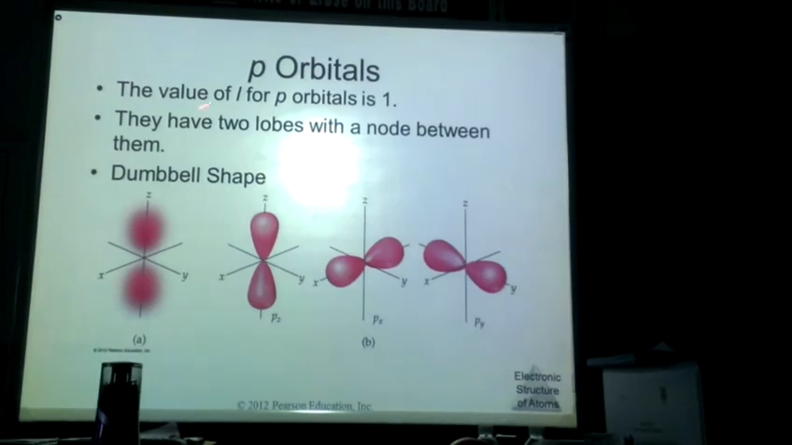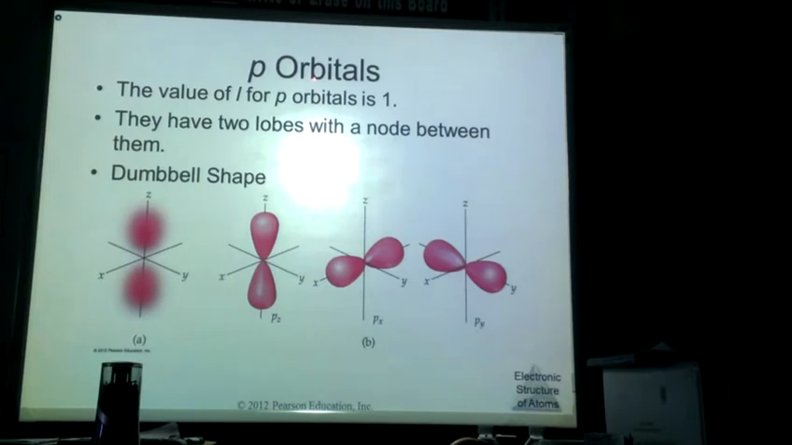Okay, p orbitals. We know that the value for L for a p orbital is 1. They have 2 lobes, which means there's going to be a node right there at the origin. When I say a node, that means we're not going to be able to find electrons. I have 0 probability of finding an electron there. But I have 0 probability of finding it there because guess what's probably in the middle? The nucleus, so that should make sense. And also they're dumbbell in shape.